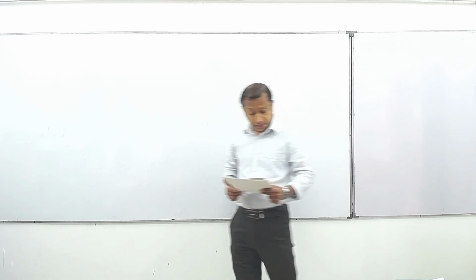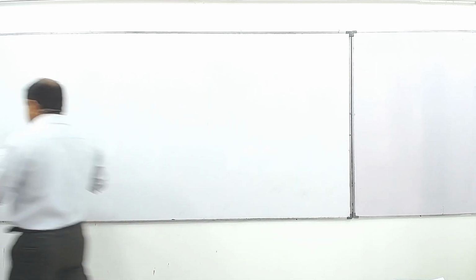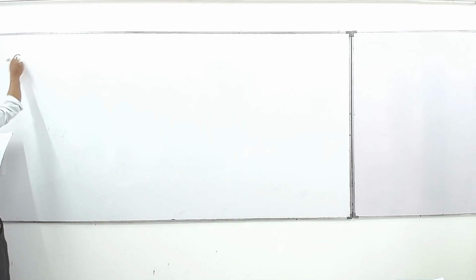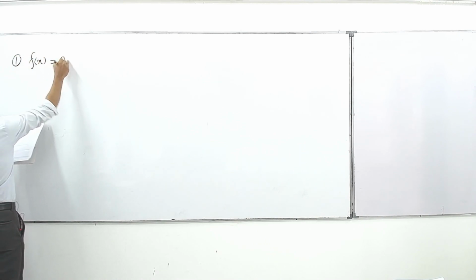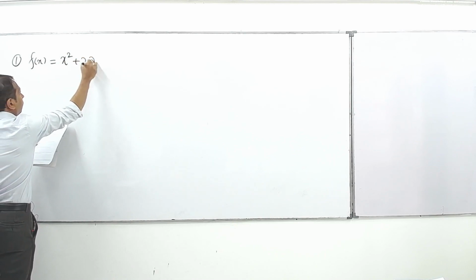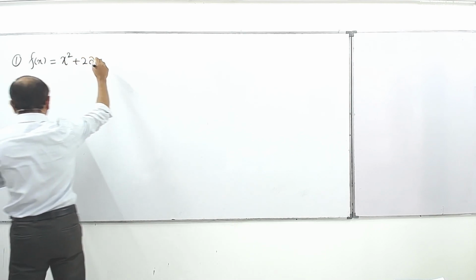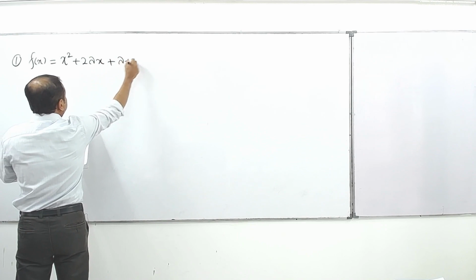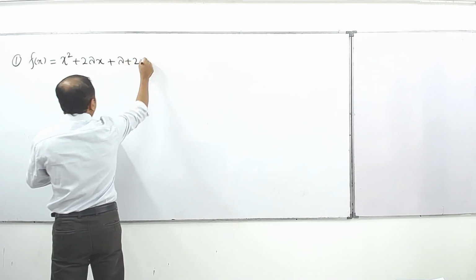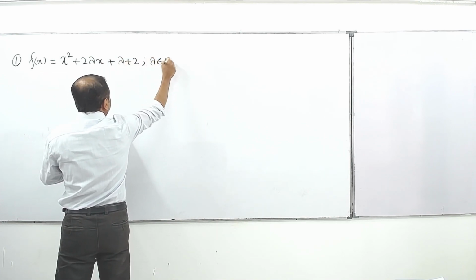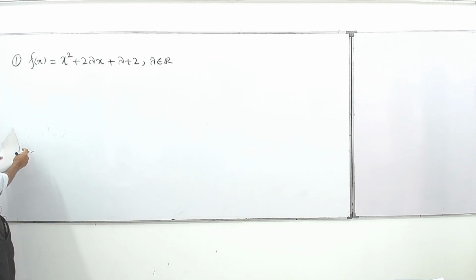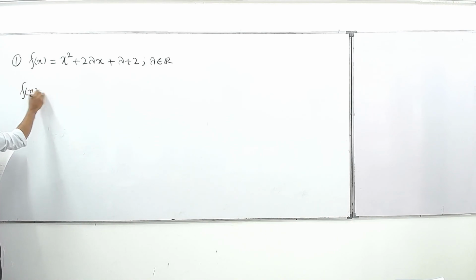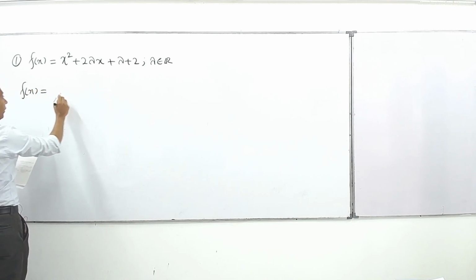Paper 8, question number 1. Given f(x) = x squared plus 2 lambda x plus lambda plus 2, where lambda is a real number, find the minimum value of f(x). To find the minimum value, first of all, we'll complete the square of the right hand side.